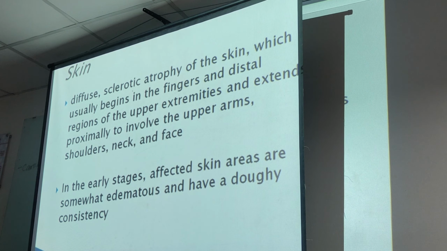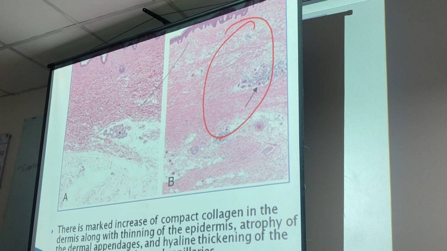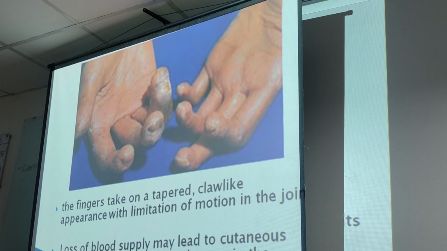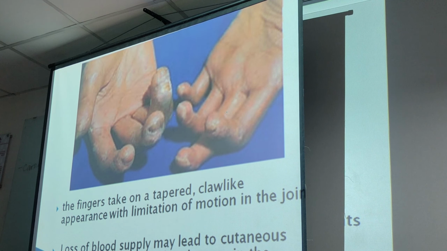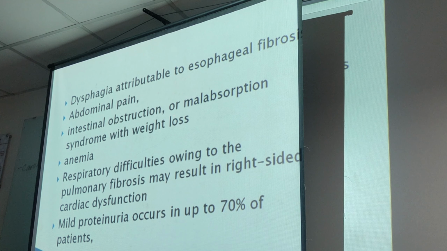In diffuse, you have sclerotic atrophy of the skin, which usually begins in the fingers and distal regions. In the early stages, the affected skin areas are somewhat edematous and doughy in consistency. There's infiltration as well of lymphocytes. Shown here is a biopsy of the skin showing thinning and compact collagen deposition. The claw hand deformity is because of the fibrosis happening in the fingers. This can affect the blood supply, leading to ulcerations and atrophy as well. Other organs affected may present with the following symptoms.